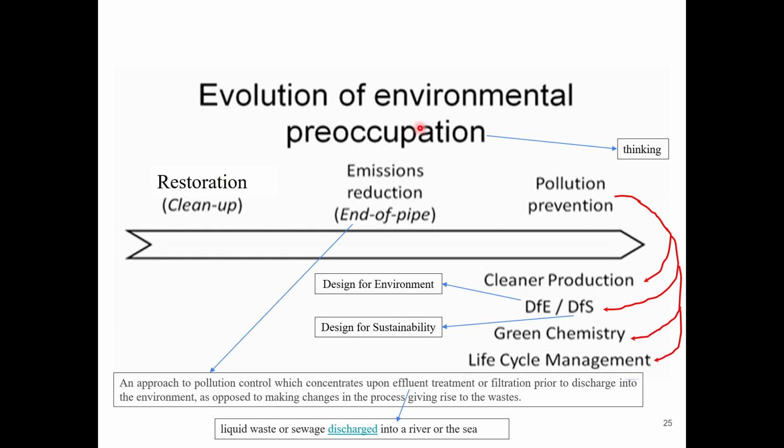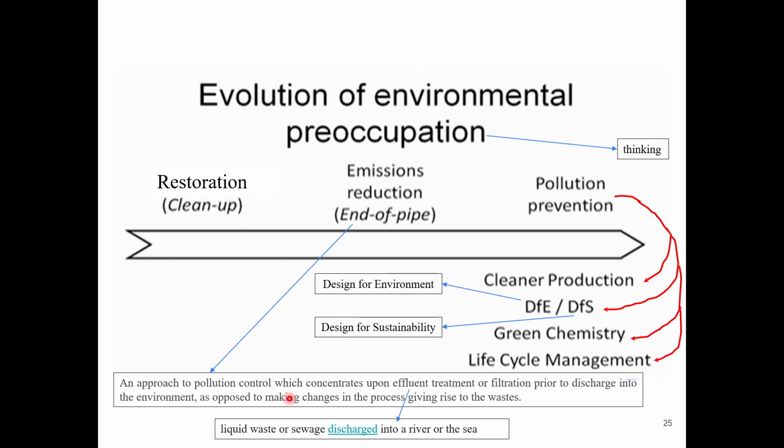In this regard, if we see the evolution of environmental thinking, how it has evolved over time, we'll find that initially the idea was restoration, that is, cleaning up. So basically first polluting everything and then cleaning up. With time it evolved, and then the idea was to reduce the emissions. That is basically end of pipe.